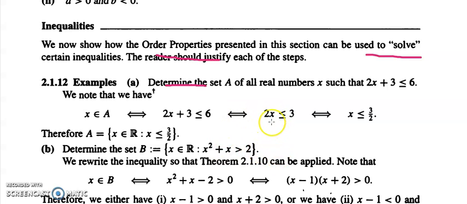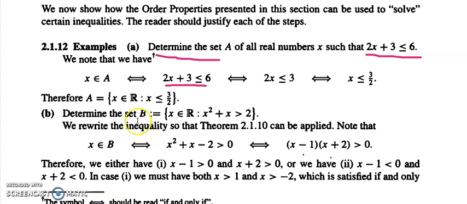So we can multiply this by 1 by 2. So 1 by 2 is a positive quantity. There is no problem. We have already proved that 1 by 2 is a positive quantity. So if you multiply an inequality by a positive quantity, the direction remains the same. So therefore, multiplying this by 1 by 2, you get x is less than or equal to 3, which in set theoretic notation we can write like this. Okay.